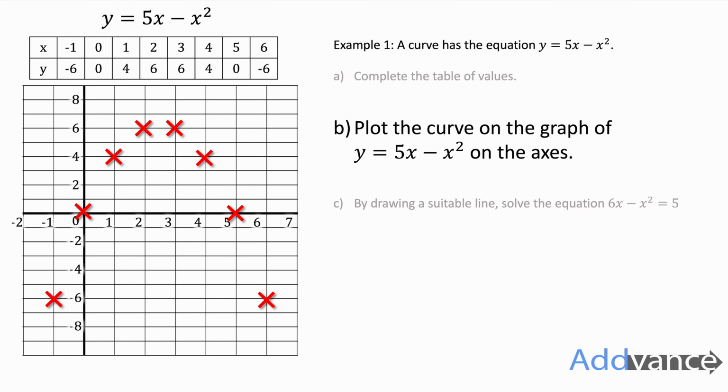I've now got all those coordinates plotted. I can draw a smooth curve between them using my pencil. I draw a smooth curve like that, and we've done part B, we've plotted that curve on the axis.